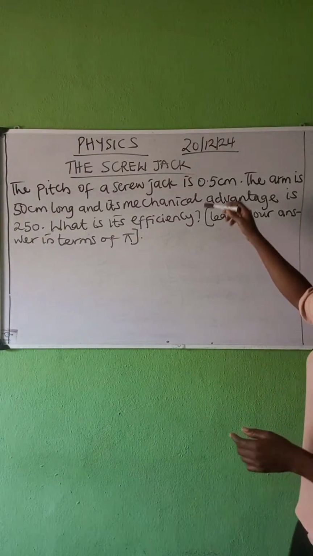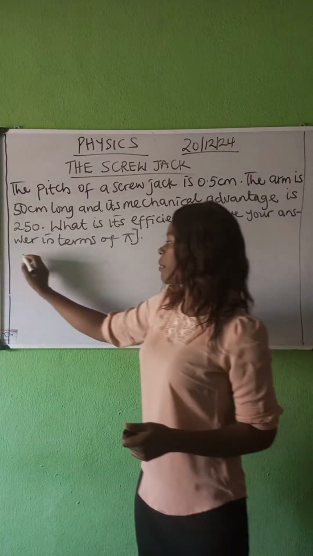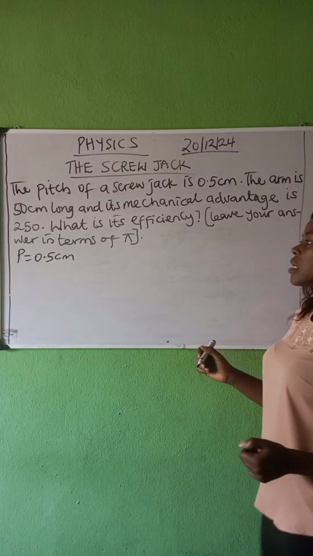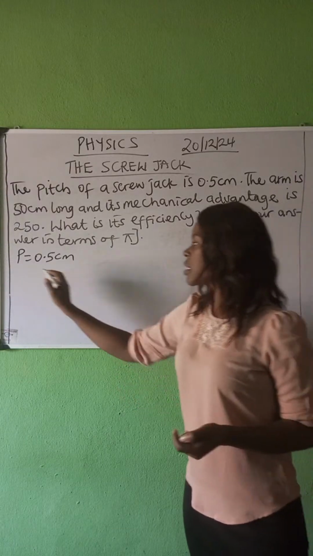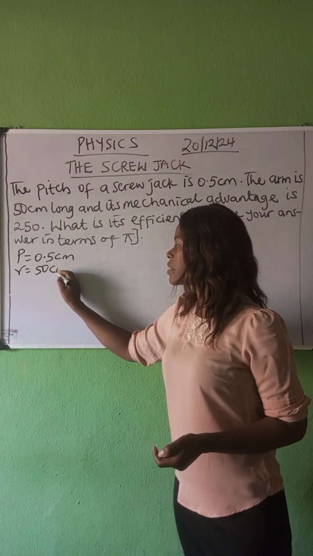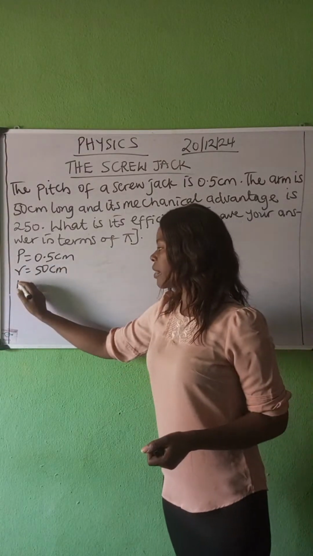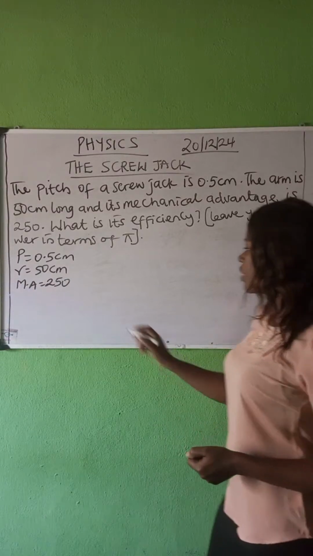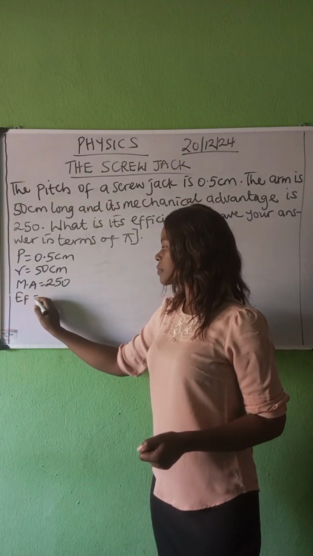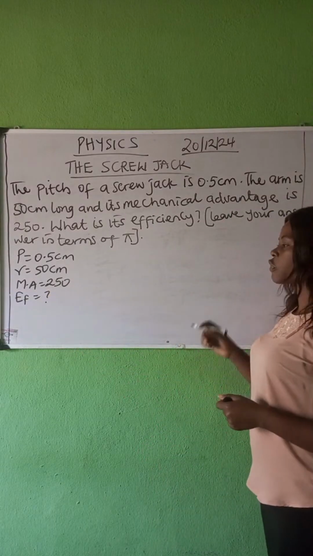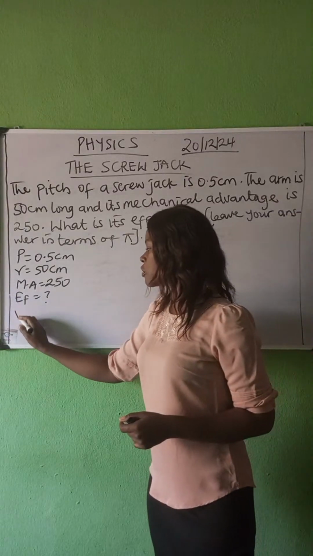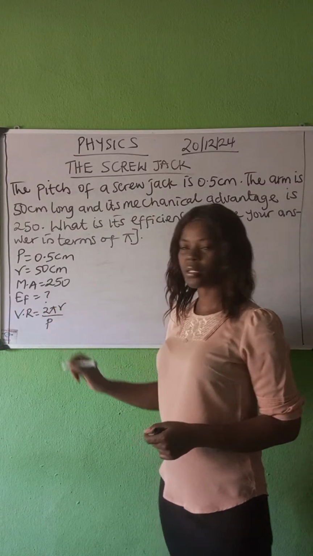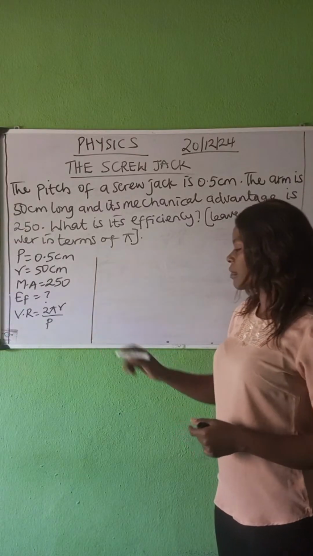So let's solve. The pitch of a screw jack is 0.5 centimeter. So my pitch is 0.5 centimeter. And the arm is 50 centimeter long. That is the radius. r becomes 50 centimeter. The mechanical advantage, MA, is equal to 250. What are we looking for? Efficiency. Now, before we are able to solve it, you must get the velocity ratio. And the velocity ratio of a screw jack, VR, is equal to 2 pi r over pitch. Is that clear? Now, how do we solve it?